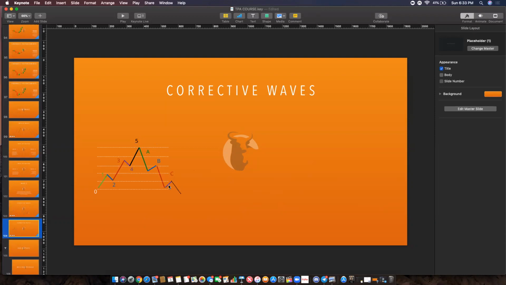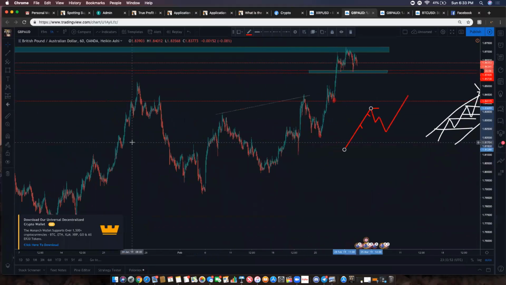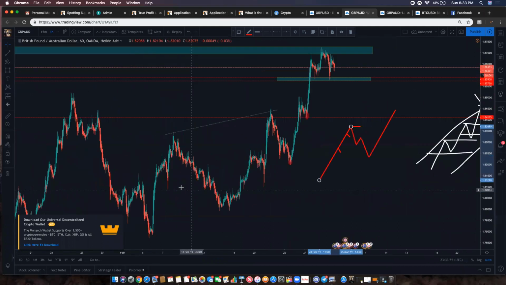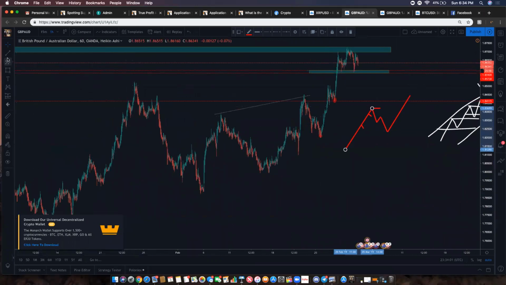Now, let's say the market did go down, right? Let's pay attention to this move right here. So here we have the market moving down, came back, corrected itself. This is all one move right here, right? Here's the correction. Here's wave number 5.